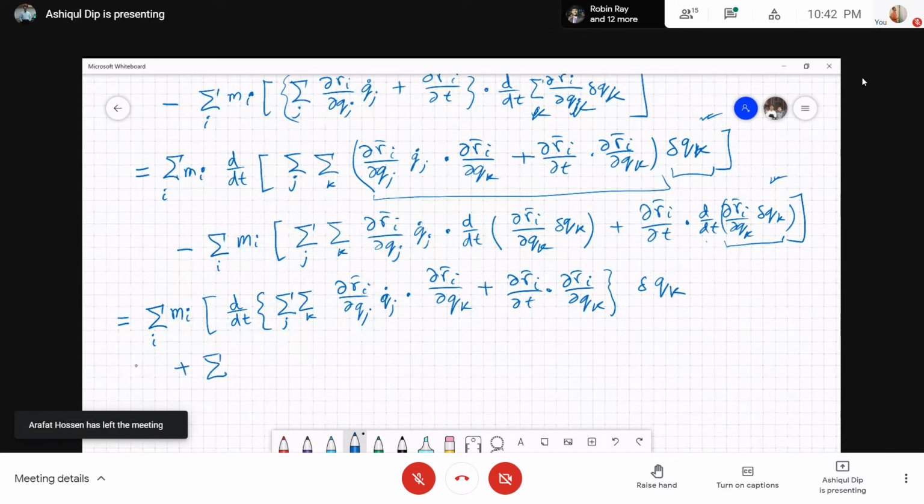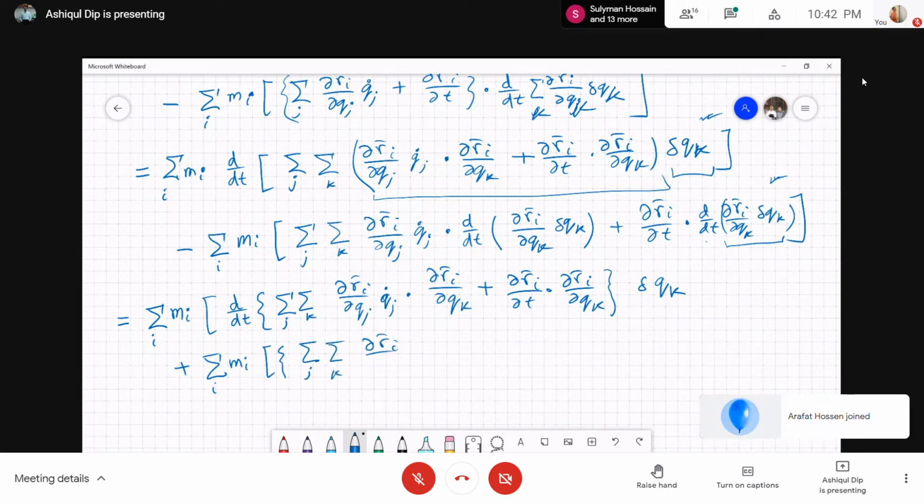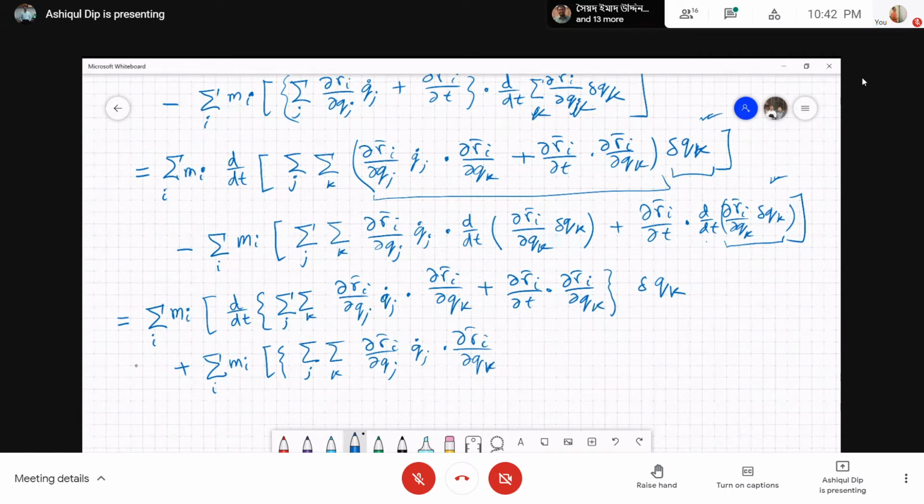So sum over i m_i, sum over this second bracket, let's write the second bracket as well: sum over j, sum over k, delta r_i by delta q_j, q_j dot delta r_i by delta q_k, plus delta r_i by delta t dot delta r_i by delta q_k. This thing, and then d/dt of variation q_k. This is one part, and another is the rest.